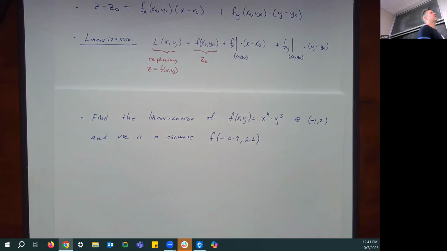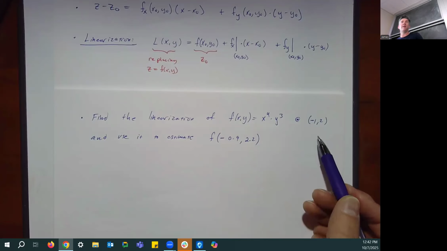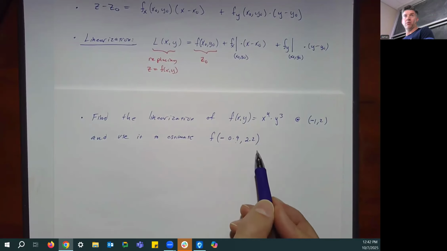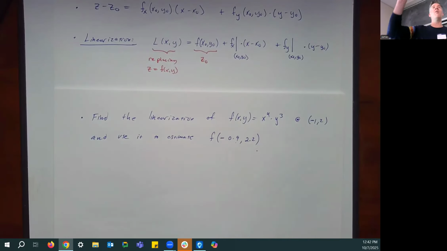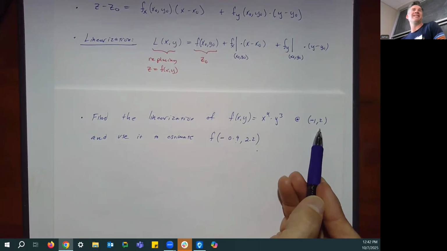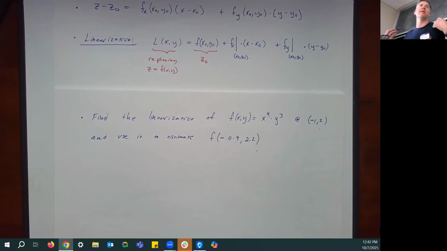So I'll point out sometimes, less so in this class, but still occasionally, they might have left off where you're finding the linearization at. They might have just said, use a linearization to estimate f of negative 0.9 comma 2.2. And then it's your job to know, oh, I should be doing that linearization at negative 1 comma 2, because those are the closest nice points that are easy to plug into the function. So that's something we should think about: what are the nice points that are closest to the things we're actually trying to estimate it at?